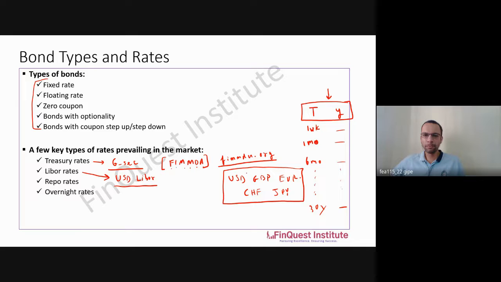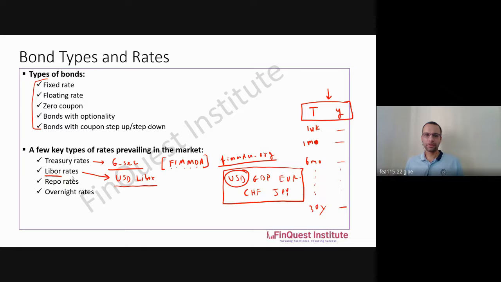Other than a few tenors on USD, LIBOR doesn't get published for other currencies anymore. So we'll talk a bit about that transition as well. I think that's a part of one of the slides in this discussion, so we'll come to that in a moment. But to give you an idea of what LIBOR is, LIBOR stands for London Interbank Offered Rate. This is the rate at which banks can lend to each other.